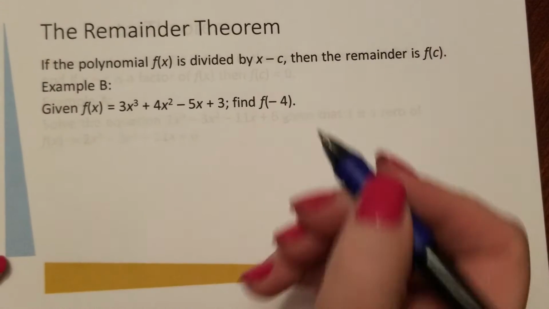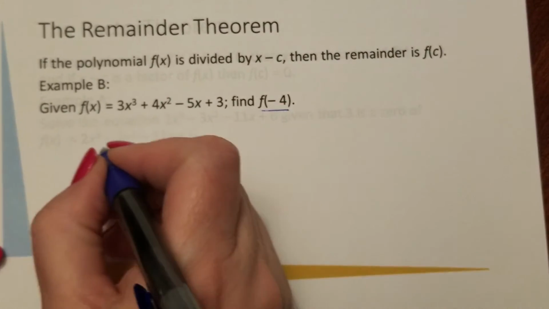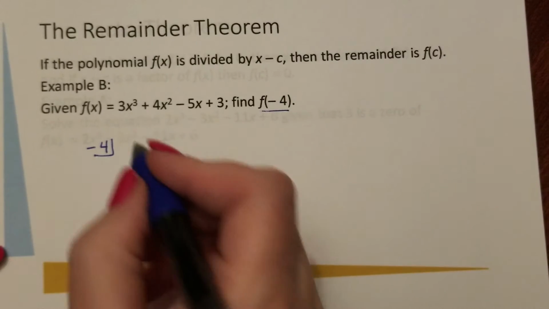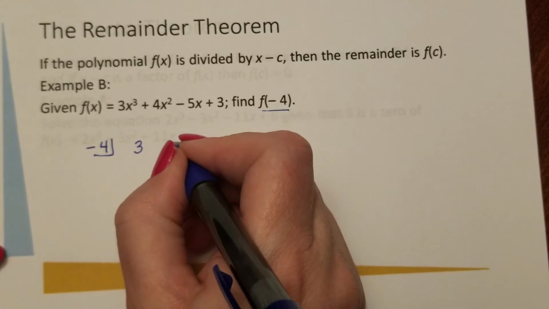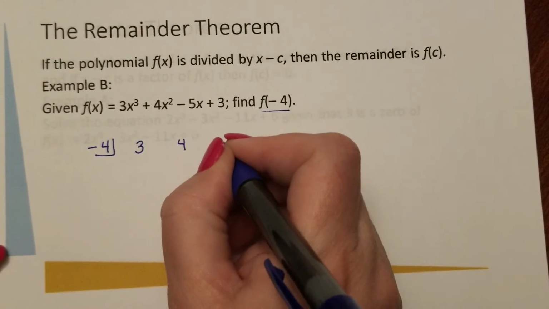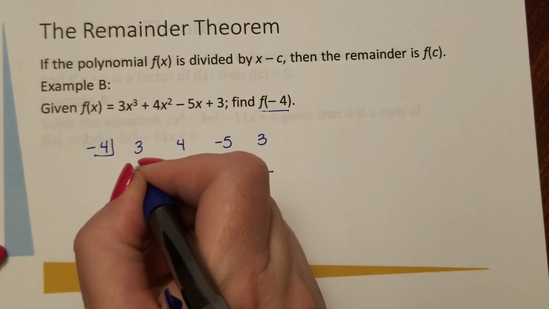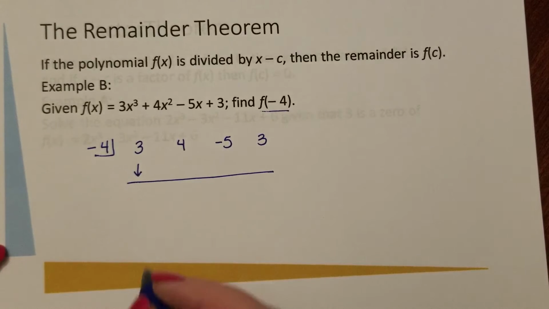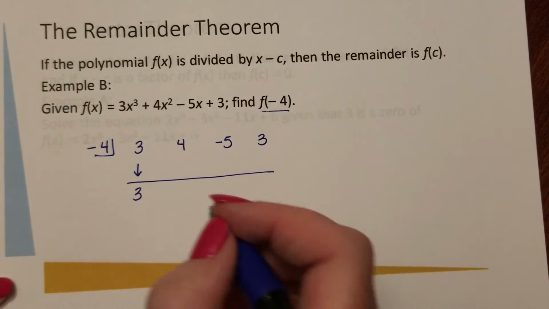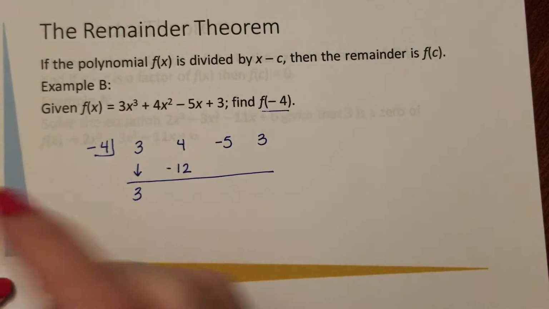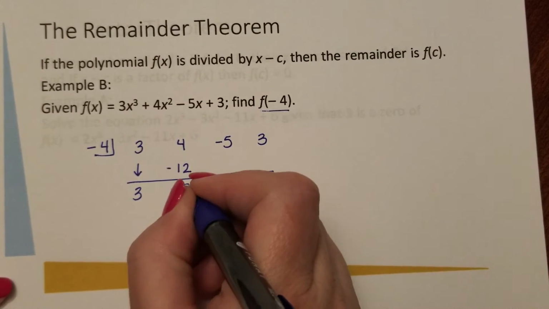So this time I want to find f of negative 4. So that's going to go in the box. And my coefficients are going to be 3, 4, negative 5, and 3. So I'll drop the 3. And I'm going to take 3 times negative 4. And that gives me negative 12. Add 4. That's negative 8.